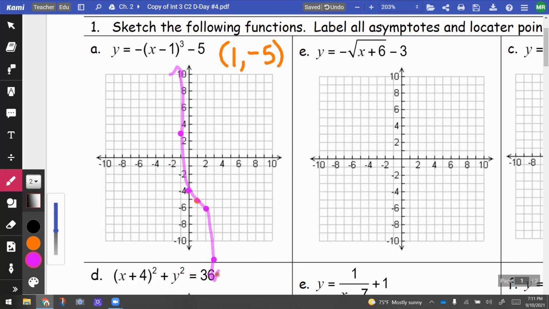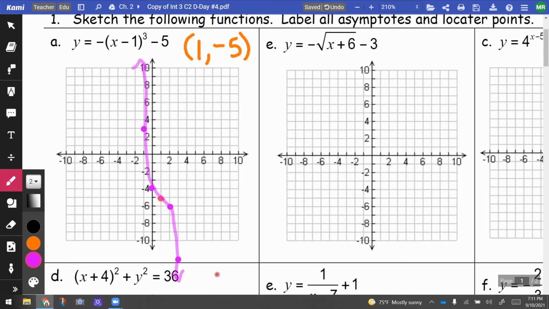Okay, the next one is a square root graph with a negative in front of it. So that's going to flip this graph down over the x-axis. So my vertex here is going to be -6, because that's what makes the expression underneath the square root 0, and then -3. Okay, so I'm going to go to (-6, -3).